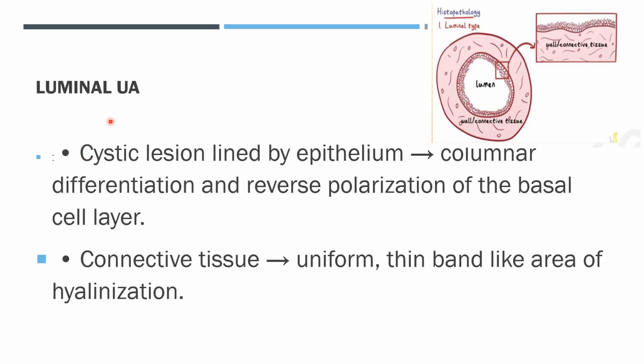So, coming to the details of unicystic ameloblastoma, first the luminal unicystic ameloblastoma: a cystic lesion lined by epithelium, where columnar differentiation and reverse polarization of the basal cell layer can be seen. The connective tissue shows a uniform, thin band-like area of hyalinization. So here it is not invaded into the connective tissue. The histological type is luminal type.